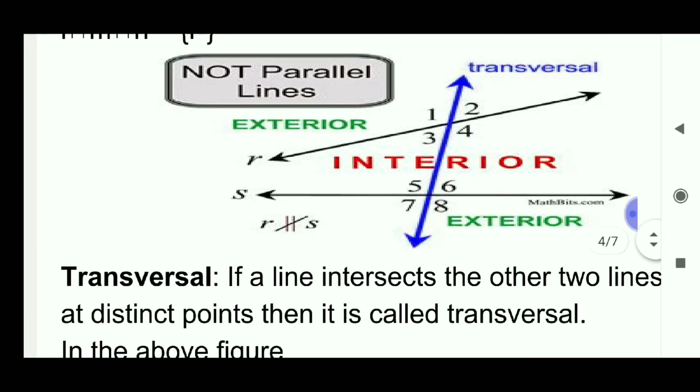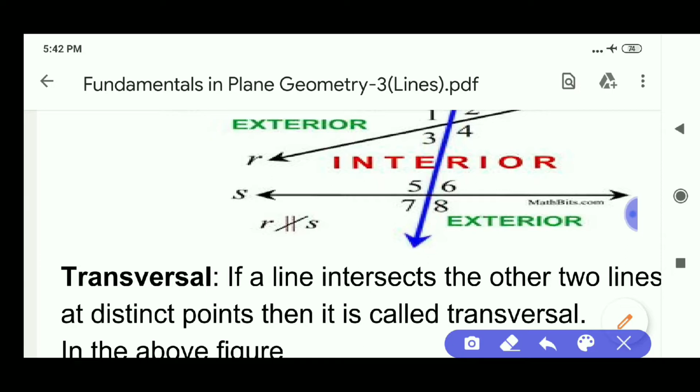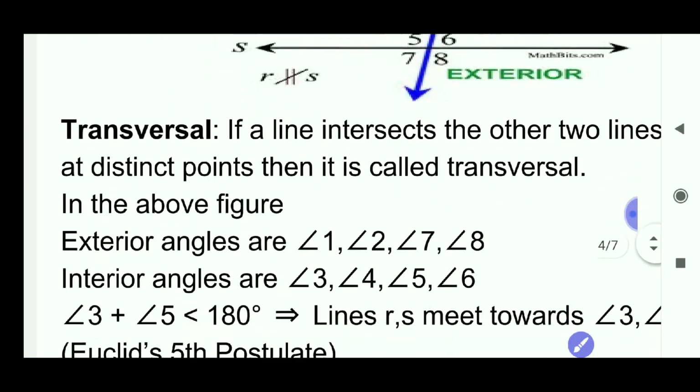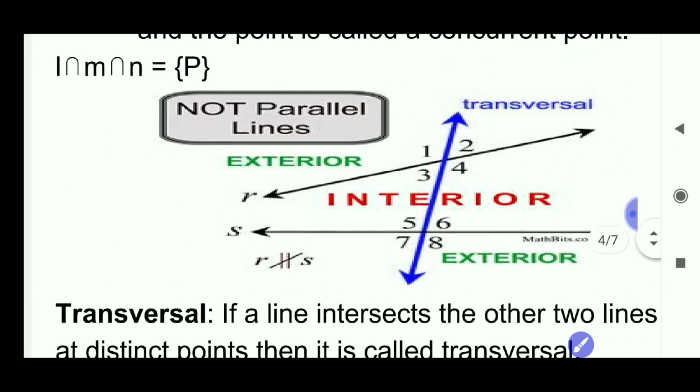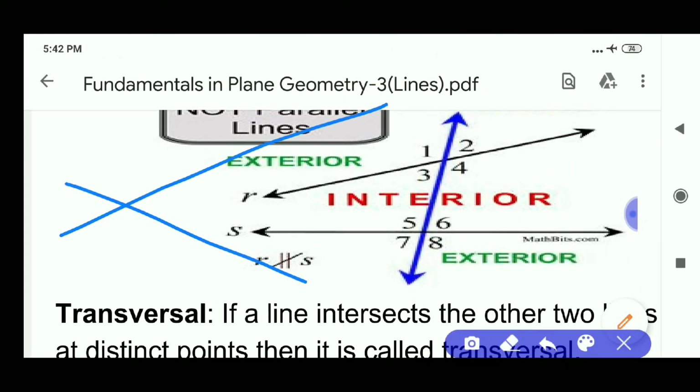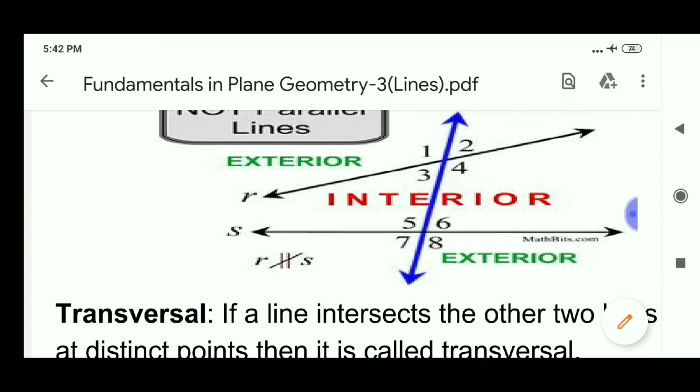If a line intersects the other two lines at distinct points, then it is called transversal. For example, two lines are there. Observe carefully. The third line is intersecting the remaining two lines at two distinct points. So, this line is called transversal.